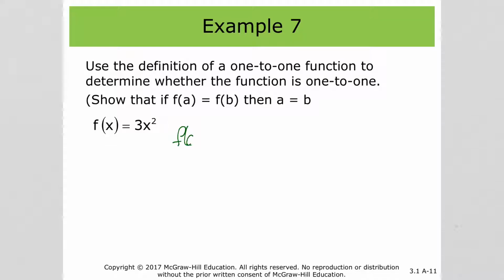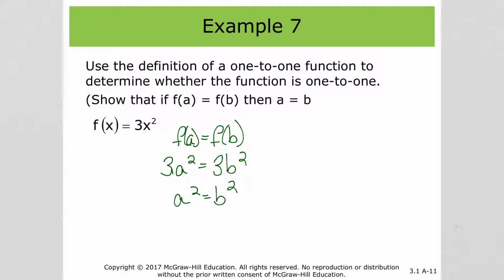So we've got to see is f of a equal to f of b. So 3a squared, is that equal to 3b squared? Divide both sides by 3. And we've got a squared equals b squared. Well, if we take the square root of both sides, you think, well, a equals b. Problem is, one of those has got to be negative. So, in this case, we do not have a one-to-one function.